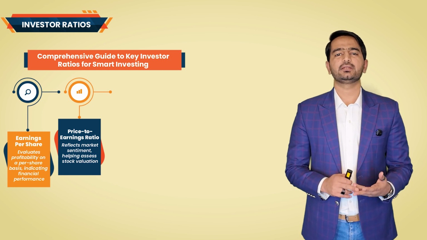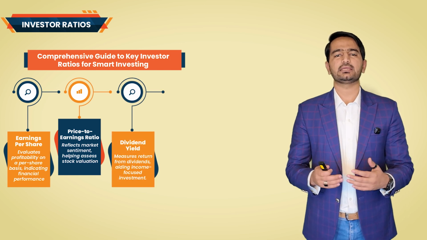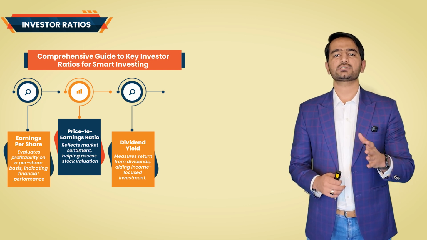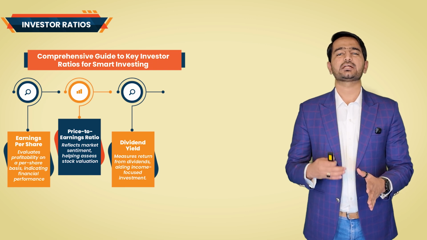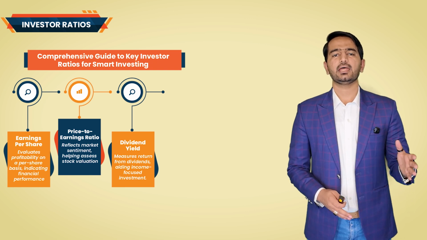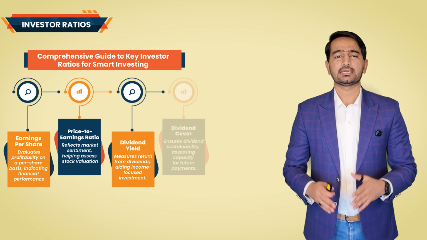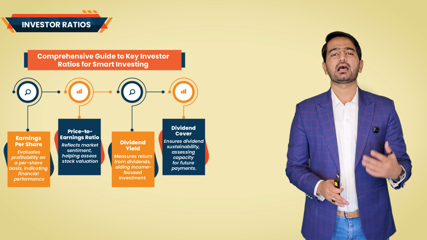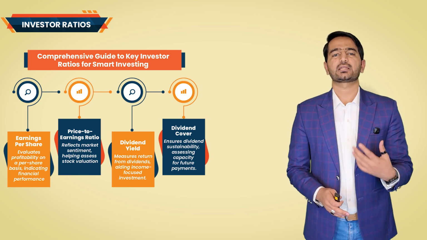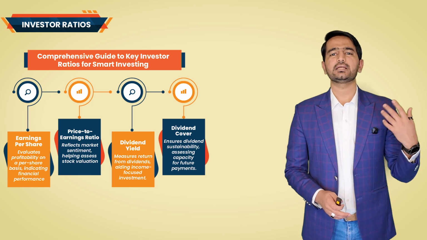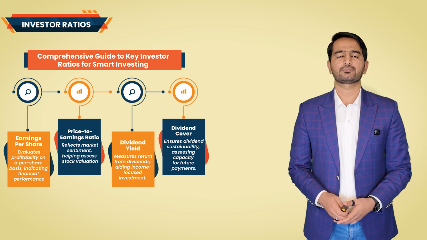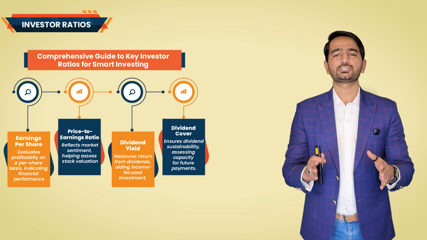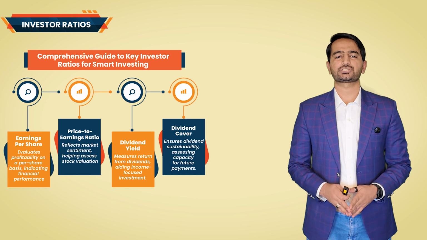Number three, dividend yield. It measures the return investors receive in the form of dividends, helping income focused investors evaluate potential passive earnings. And number four, dividend cover. It is a critical metric that ensures dividend sustainability, helping investors assess whether a company can maintain or grow its dividend payment in the long run. While each of these ratios provide valuable insight, they should never be analyzed in isolation.